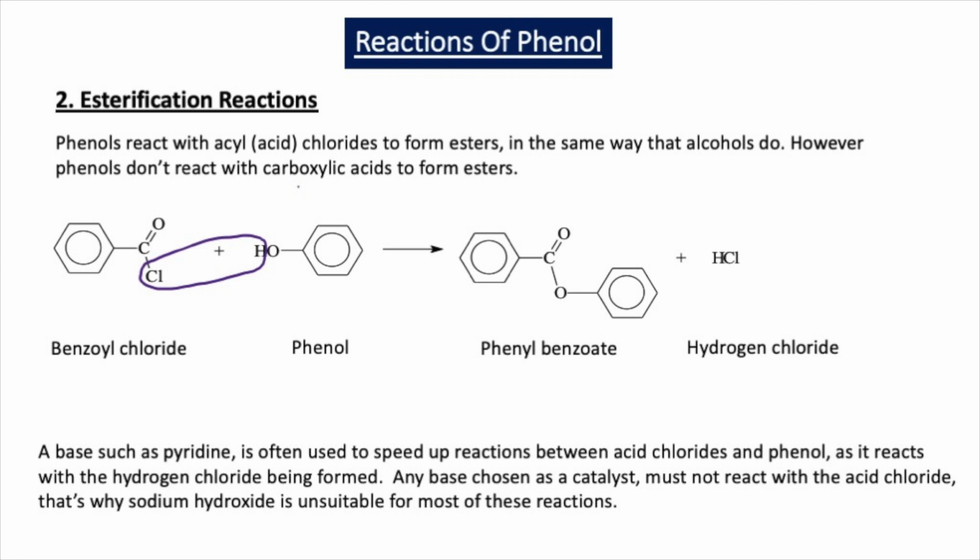Now, when phenol reacts with acid chlorides, a catalyst such as pyridine is often used, which is a base, and this reacts with the hydrogen chloride that's formed. You have to be careful which base you choose, because if you use sodium hydroxide, there would be no reaction at all because the NaOH would actually react with the acid chloride. So therefore, pyridine is chosen as a base because it doesn't react with the acid chloride and it just reacts with hydrogen chloride, and that just speeds up the reaction.